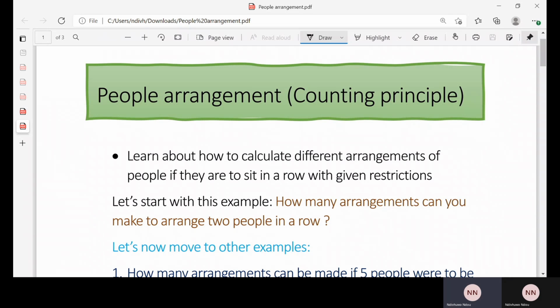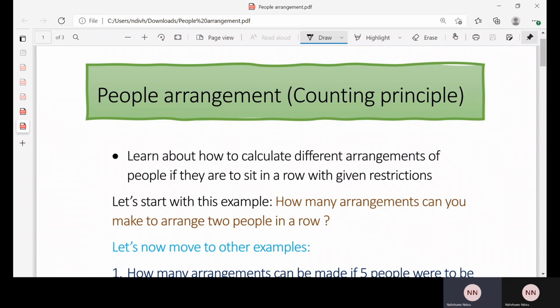We are still continuing with the fundamental counting principle, and today we're going to be talking about people arrangements using the counting principle. The fundamental counting principle can be used to determine how many different ways people can be arranged if they were to sit in a row. We can actually use it to calculate that.